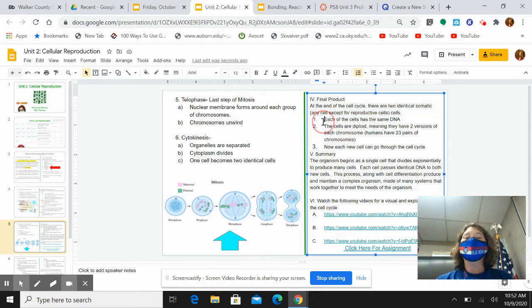Under number 1, it is important to know that each of those cells has the same DNA. Highlight same DNA.